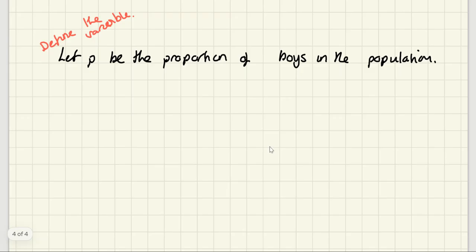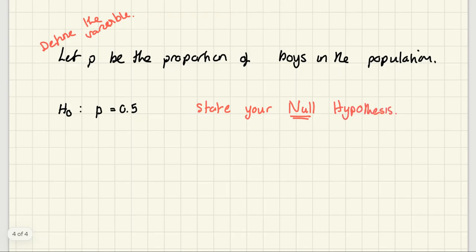This is where you might come up against something new, which is H0. Anyone know what that is? No? Tell you in a sec. But we say P is equal to 0.5. This is stating what you call your null hypothesis.